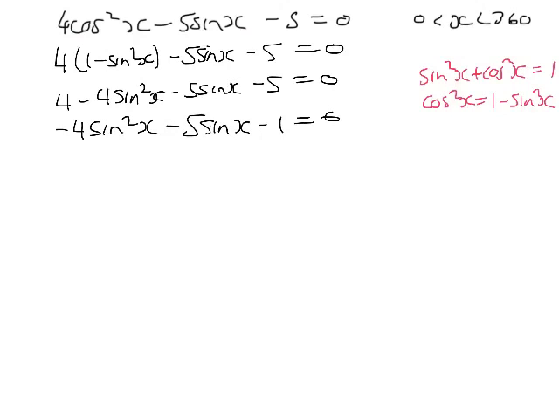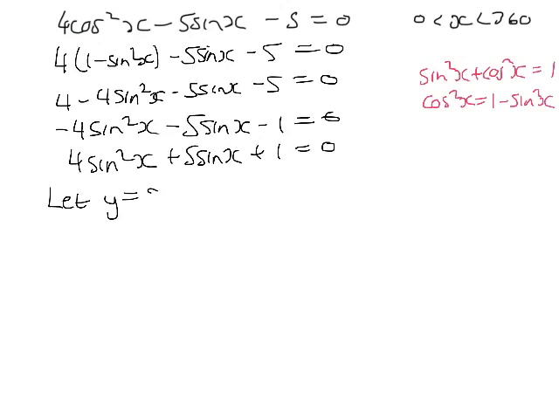So we've got a lot of negative signs on this left-hand side of the equation. So if we multiply both sides by negative 1, we get something slightly nicer. 4 sine squared x plus 5 sine x plus 1 equals 0. And you should be able to spot that that's a quadratic equation in sine x. So let's use a substitution. Let y equal sine x. So now this equation becomes 4y squared plus 5y plus 1 is equal to 0.